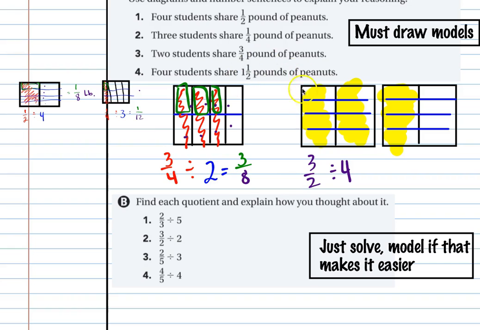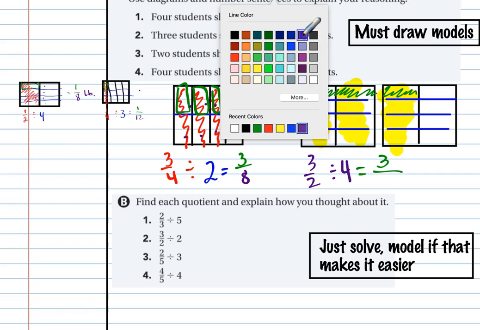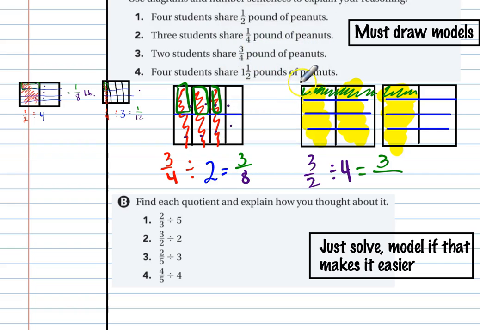So what I'm originally looking for now is how much one of them will get. One of the 4 students. So this represents 1 student, 2 students, 3 students, and then 4 students. 1 student receives this part. 1 student gets this one, and this one. So 1 student will receive 3 parts out of the total of however many are in one whole.